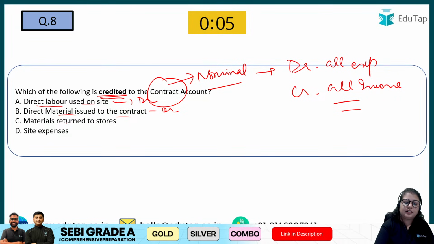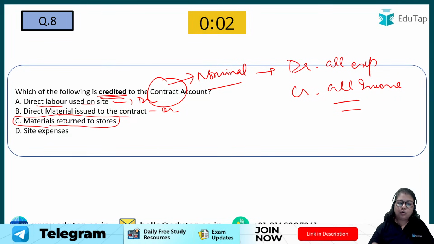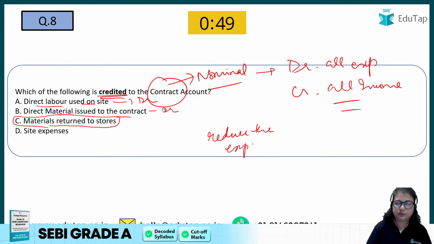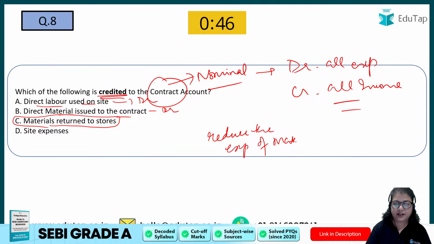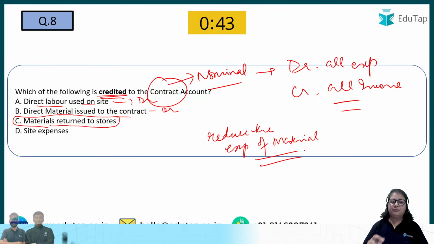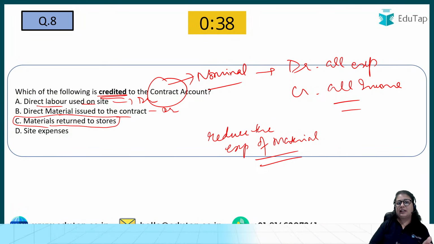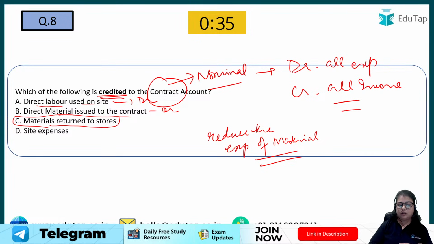C. Materials returned to the store. Now, whatever material we were using for the contract, some of that material is returned back to the store. That means we have to reduce the expenses now. We have to reduce the expenses of material, right? So what we will do? We will credit it so that we can balance it out, and we can reduce my direct material or my direct expenses that are caused on the material. So hence materials that are returned to the store are credited to the contract account.